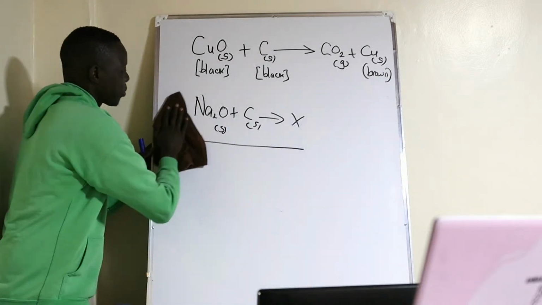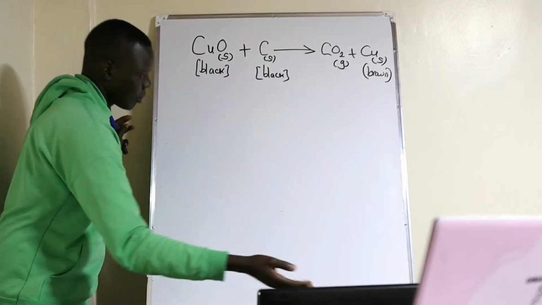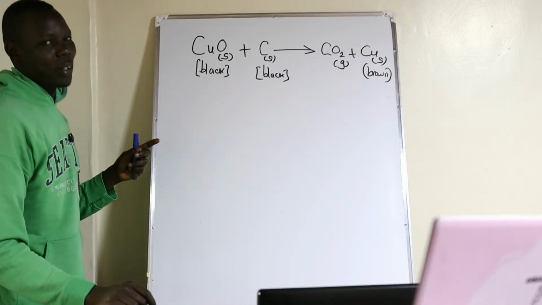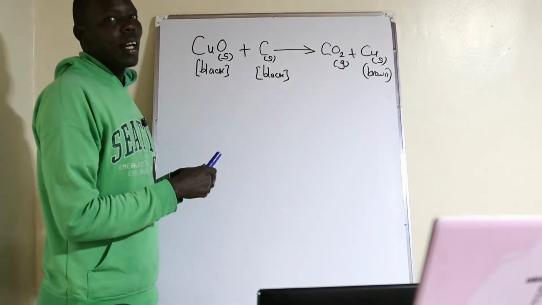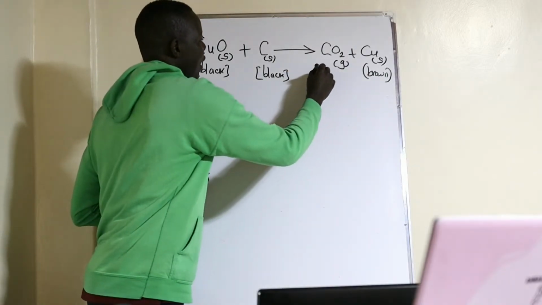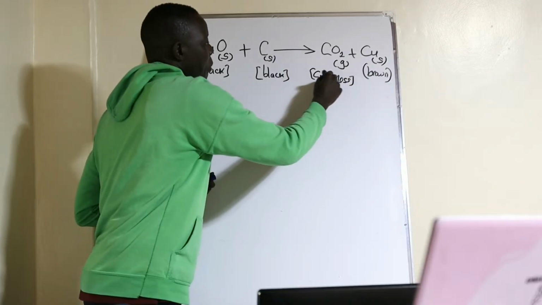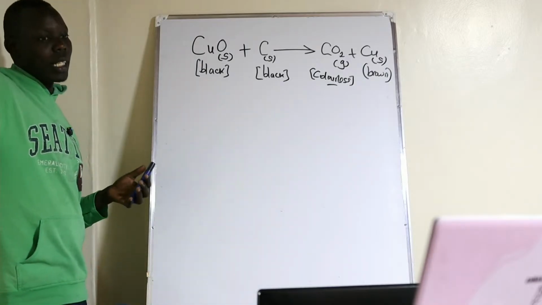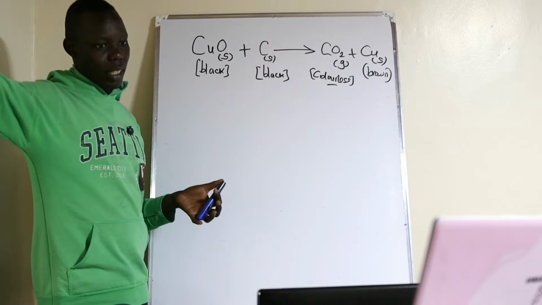Now, in this case, that is a reducing property of carbon. You must be able to accompany observation. This one is a colorless gas. By the way, nimeamua kuanza na chemical properties so that after this I will give you the physical properties of CO2. Actually, I was supposed to start with the physical properties, but there is no problem with that.